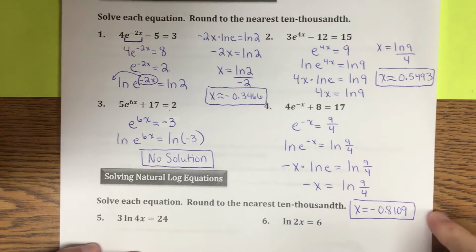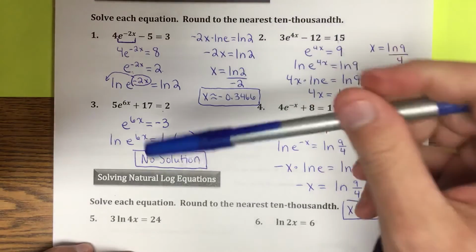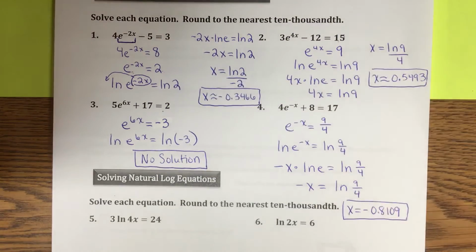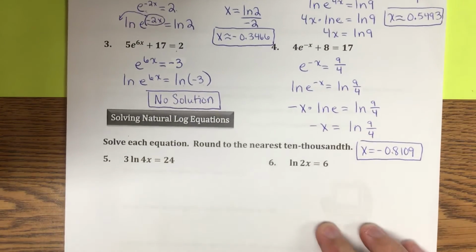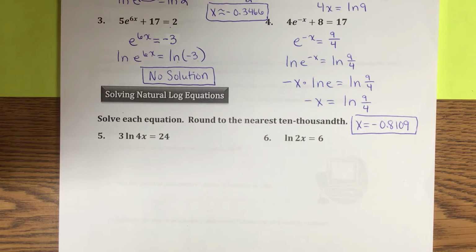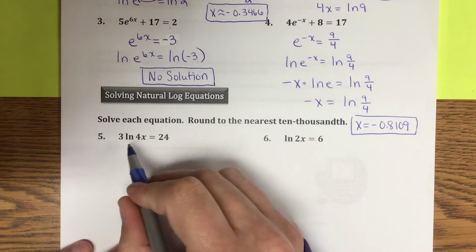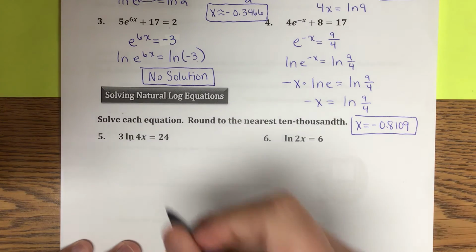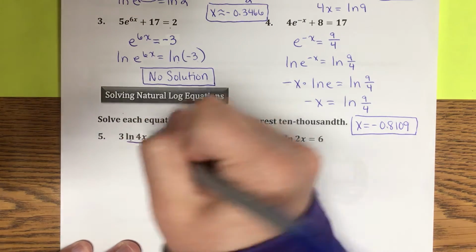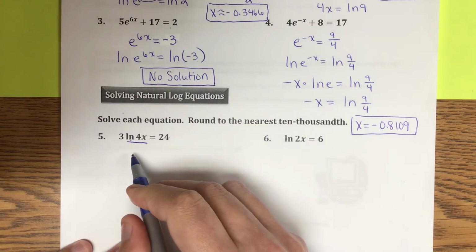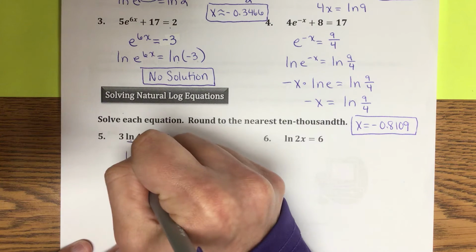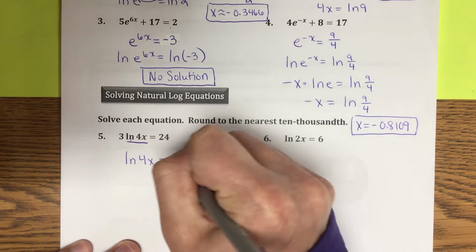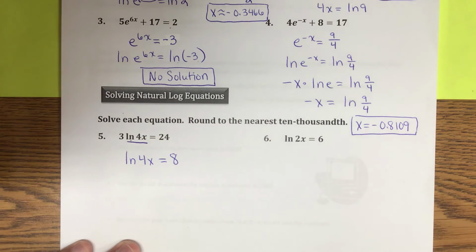So as I mentioned before, it's the same concept over and over again, though number 3 is important because we can't take the log of a negative number. So then this brings us to the last part for today. What happens when there already is a natural log present in the problem? Well, just like before, we want to get that log by itself. So for problem number 5, I'm going to divide by 3 on both sides. So I get the natural log of 4x is equal to 8.